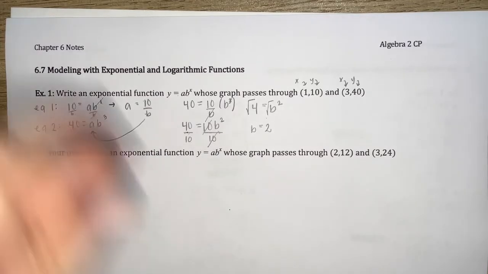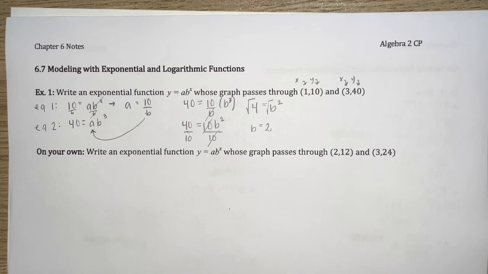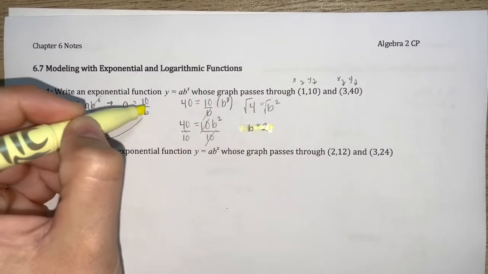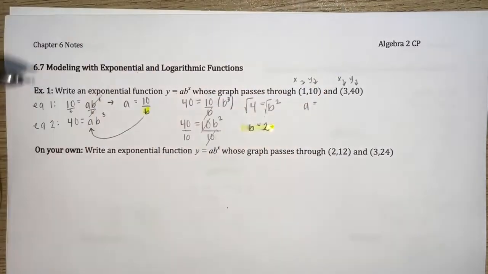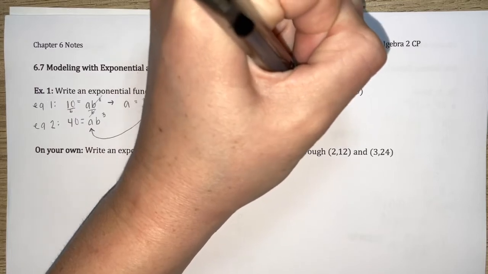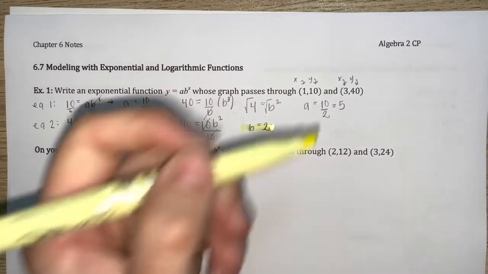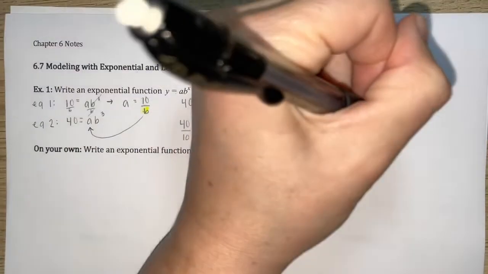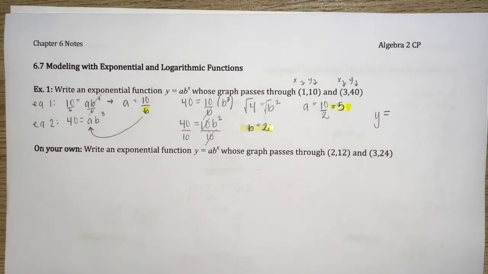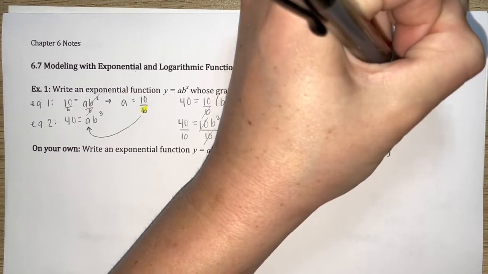And then I can take that b equals 2 and substitute it into this equation to figure out what a is. So this b equals 2 will get plugged in here to solve for a. So a equals, instead of 10 divided by b, it's 10 divided by 2. And then we end up with a equals 5. So we have a and we have b now, and we can write our exponential equation in the form y equals ab to the x power. So y equals, a was 5, so 5 times b was 2, so 5 times 2 raised to the x.